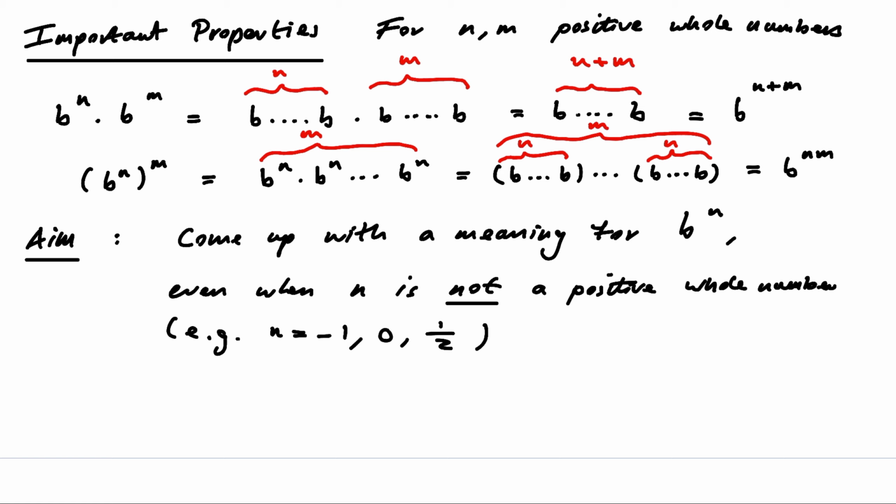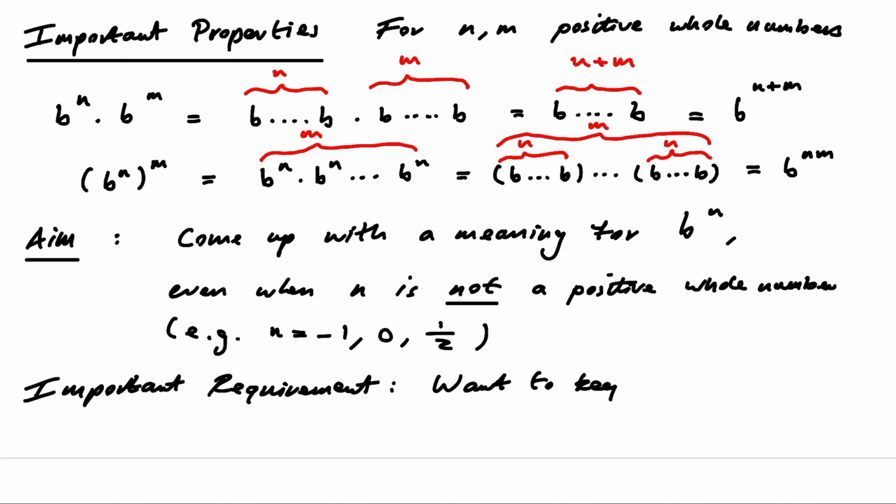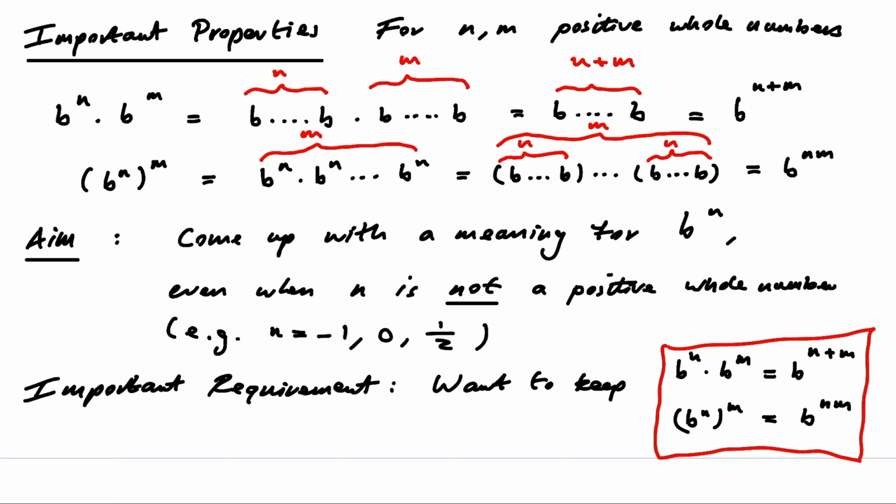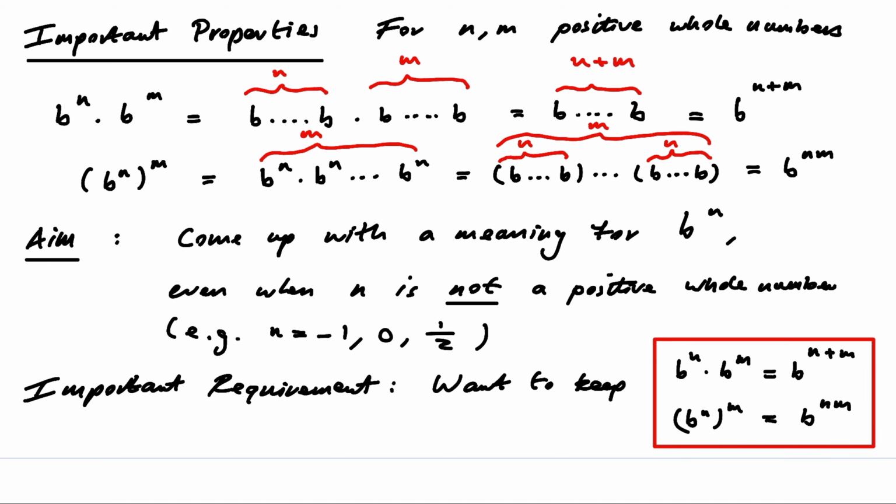So here's going to be an important requirement. Keep these above properties. So I want to keep b to the n times b to the m equal to b to the n plus m, and b to the n to the power m equal to b to the product n times m. I want these two things to remain true. Whatever meaning I can come up with for these exponents, I want these to be true.